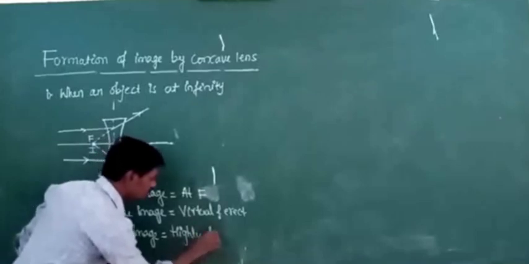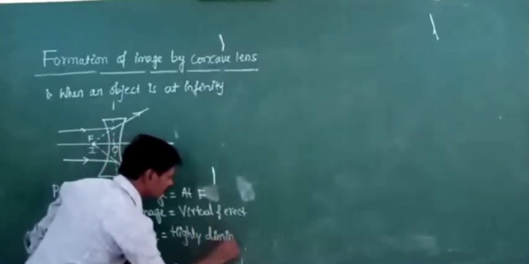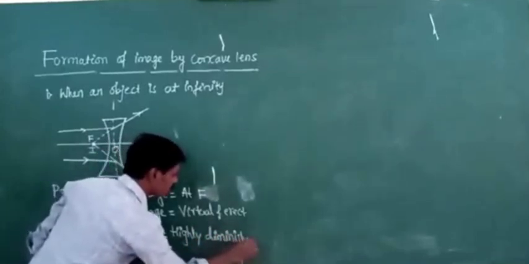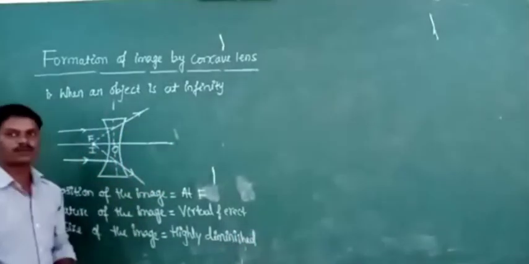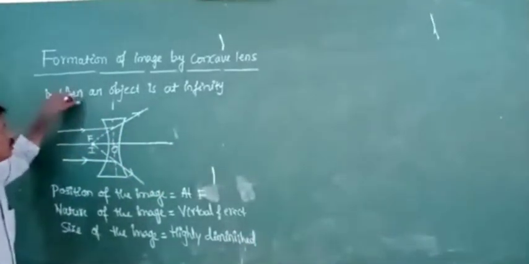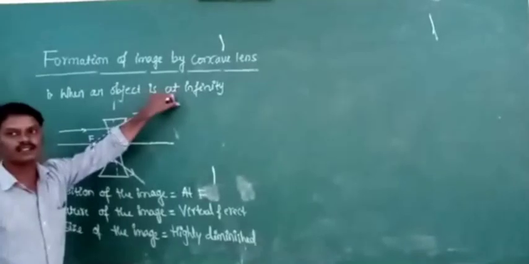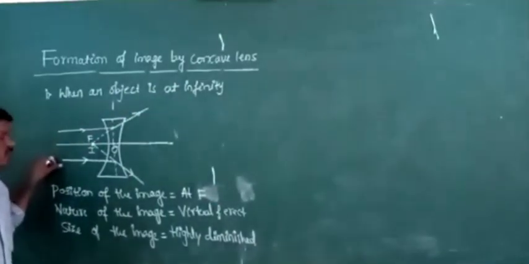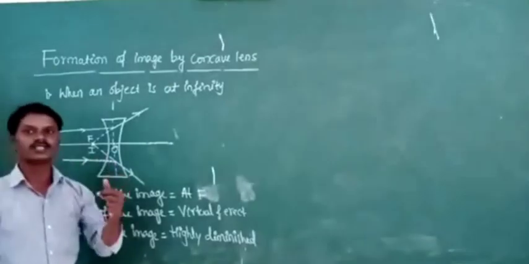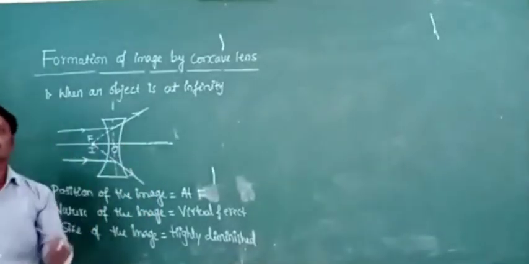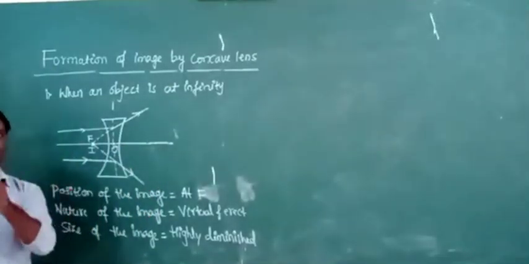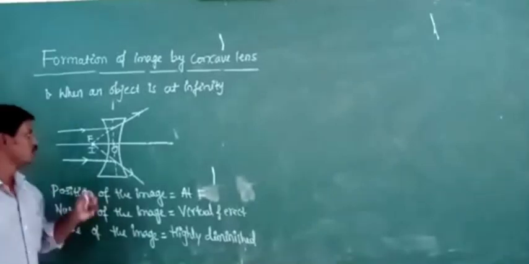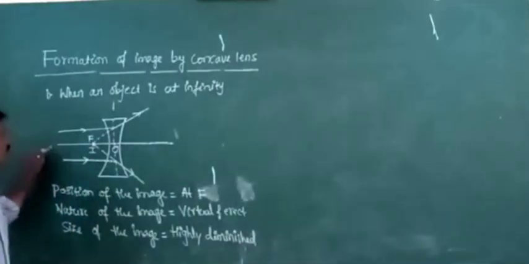Highly diminished. Okay, this is about the first one. What about the first one now? When an object is at infinity, the rays coming from that object are parallel to the principal axis. For example, I will take the object as the sun. The rays near the surface of the earth are parallel to each other. Then these rays are parallel to the principal axis.